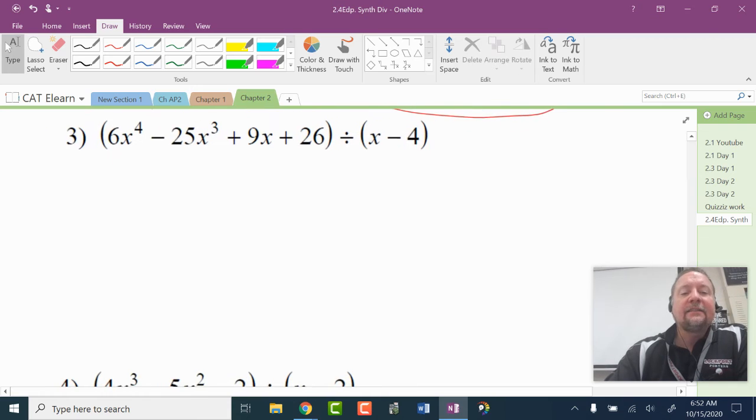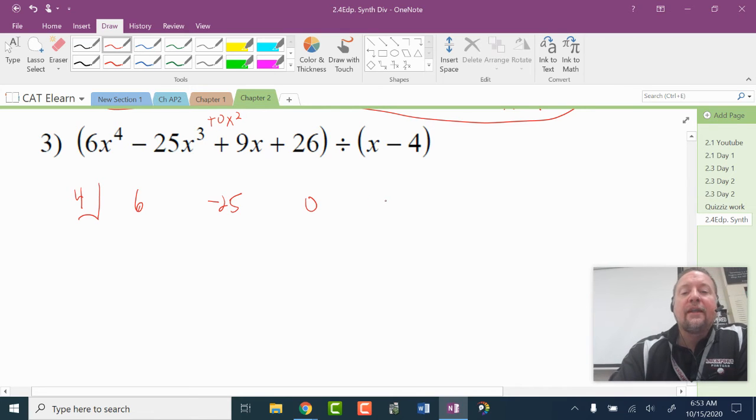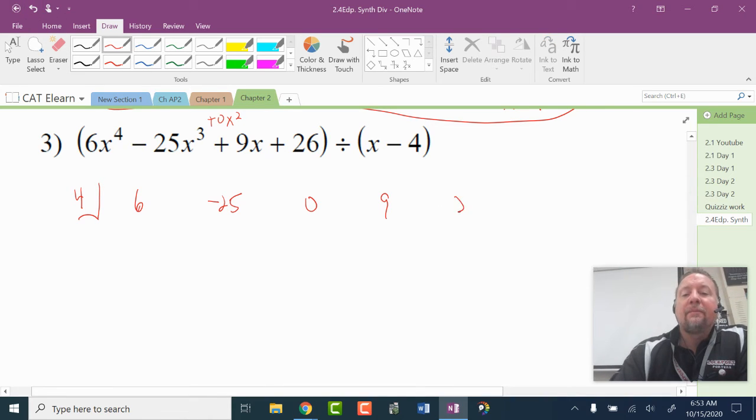Okay, then these last couple, just be careful. x to the fourth, x to the third, x. You cannot not account for this. I know, double negative. You must account for missing terms for synthetic division to actually work. So x minus 4, 4. 6, negative 25. No 0 here, no correct answer. Oops, I don't want to put a plus there like this is some sort of term. Just want to separate them.